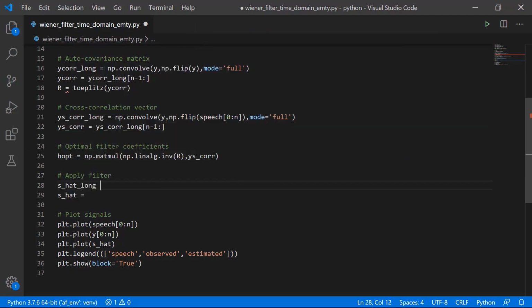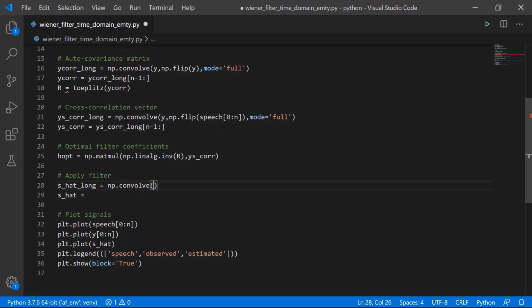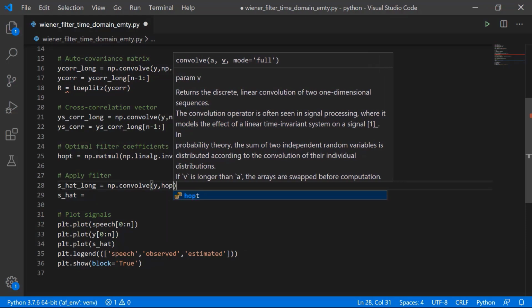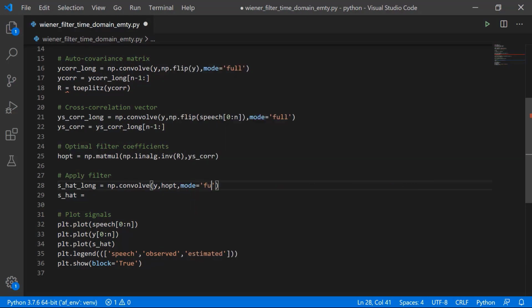Now the last step is applying the filter. This we also do using the convolution function. But this time we don't flip anything because we actually want to perform a regular convolution and not a correlation. And we take the first 500 samples of the output, and this then basically just completes our script, and we can go ahead and run it.